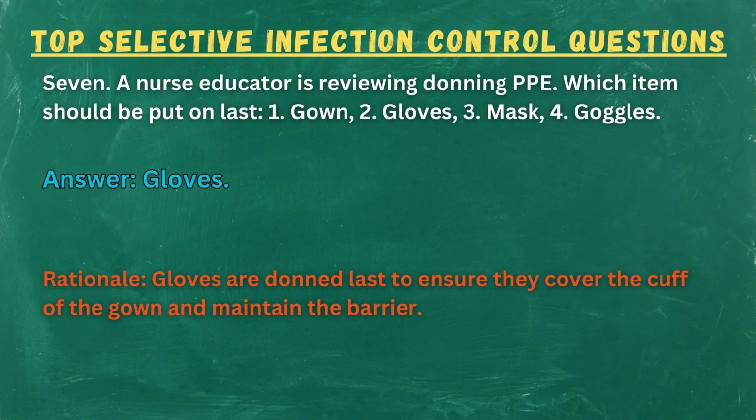7. A nurse educator is reviewing donning PPE. Which item should be put on last? 1. Gown. 2. Gloves. 3. Mask. 4. Goggles. Answer: Gloves. Rationale: Gloves are donned last to ensure they cover the cuff of the gown and maintain the barrier.